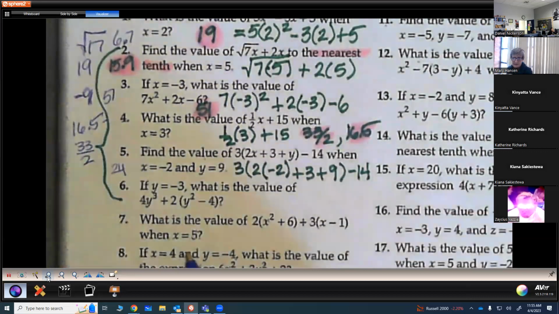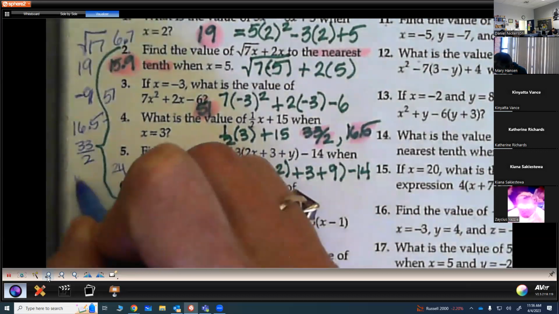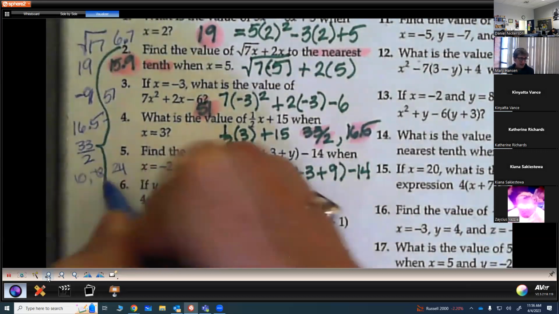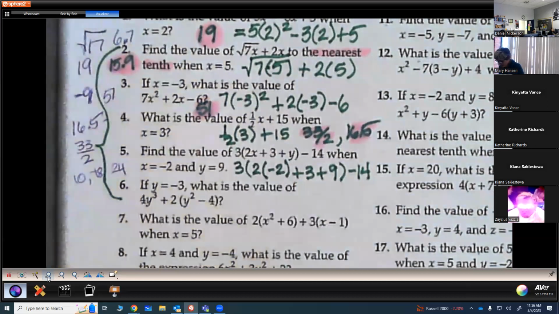Anyone else want to volunteer an answer for this one? Okay, I see 10 and I see -18. So we got some discrepancies on answers here. And this one is a little more challenging.